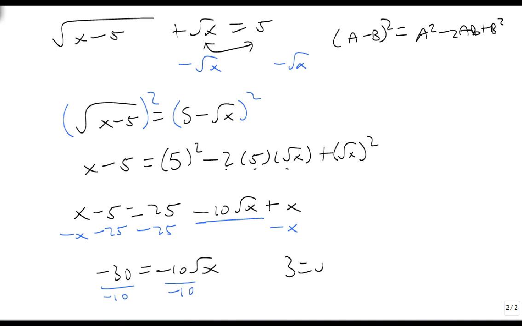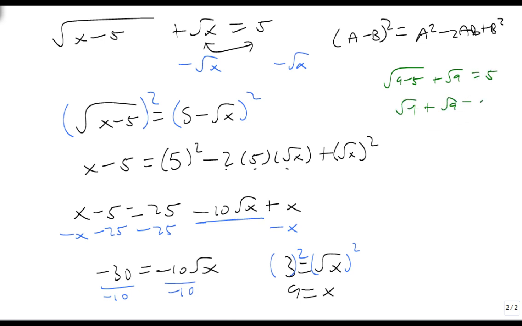And we get 3 equals the square root of x. Well, let's square both sides. That gives me 9 equals x, or x equals 9. So let's try it. Let's plug 9 in and see what we get. So we get the square root of 9 minus 5 plus the square root of 9 equals 5. Well, 9 minus 5 is 4. Square root of 4 is 2. Square root of 9 is 3. And sure enough, 2 plus 3 is 5. And so by squaring and by carefully isolating our radicals, we're able to solve radical equations.